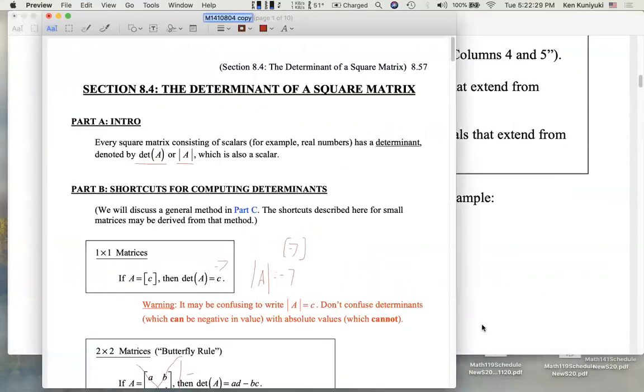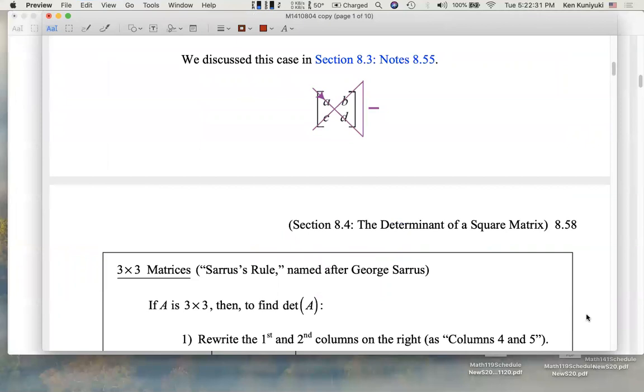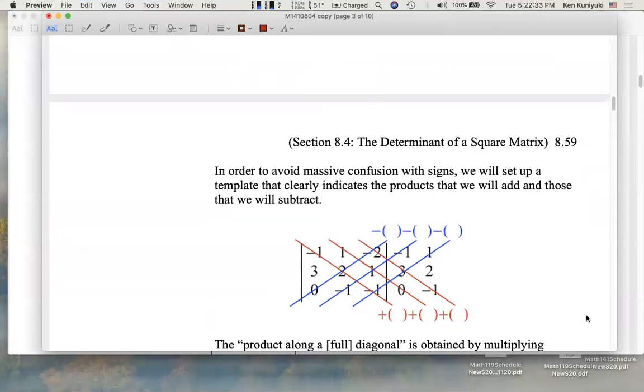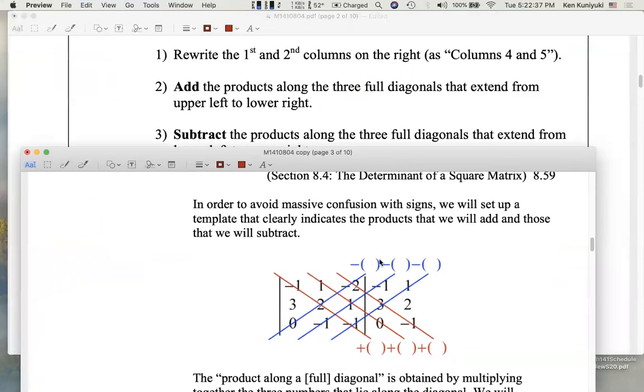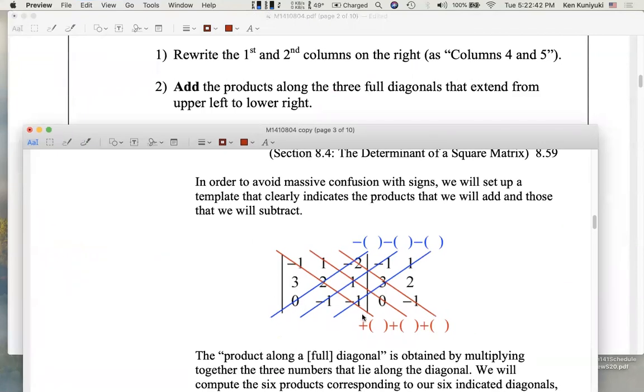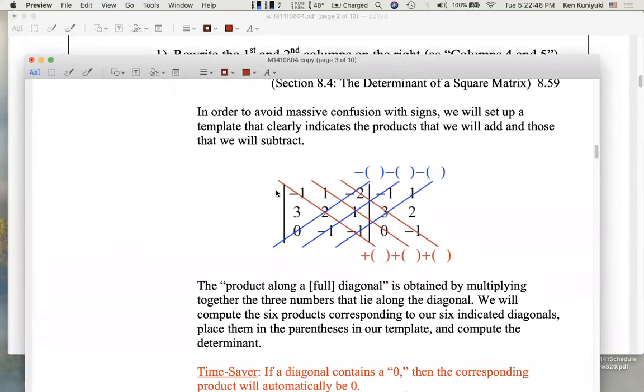Okay, so we're going to add the products along the 3 full diagonals that extend from upper left to lower right. So here's a template: plus sign, parentheses, plus sign, parentheses, plus sign, parentheses. I arrange it so that when you multiply down each of these diagonals, then you put the product inside the parentheses. Over here for the blue, again, you put the product along the line inside parentheses.